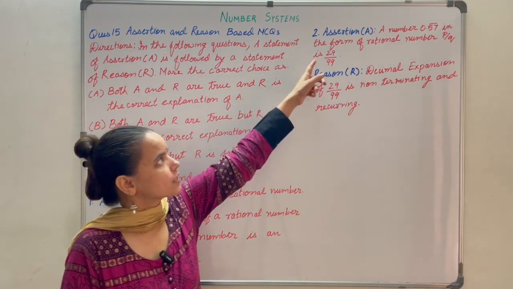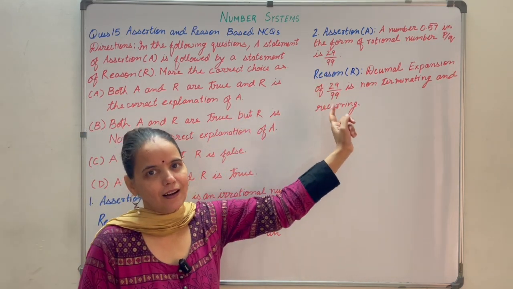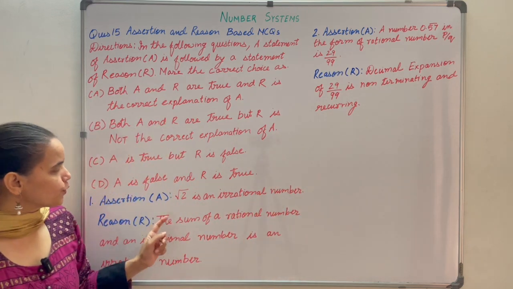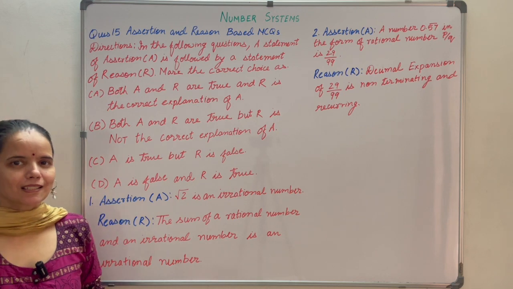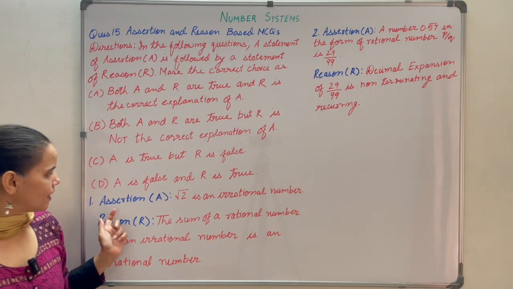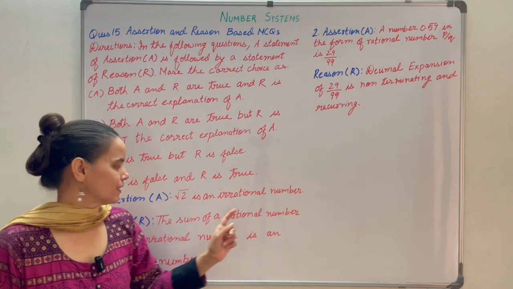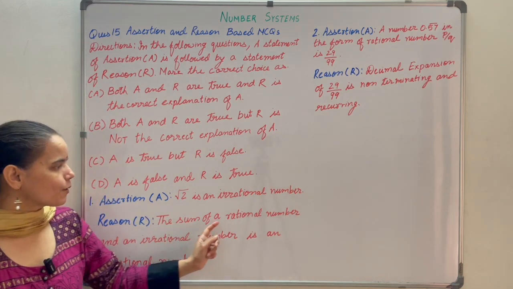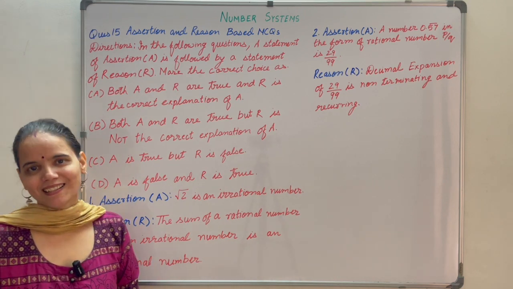There also, the first statement is of assertion and the second one is reason R. After that, you have to choose the correct option from here. So let us start. The first question: assertion A, root 2 is an irrational number. Reason R, the sum of a rational number and an irrational number is an irrational number.